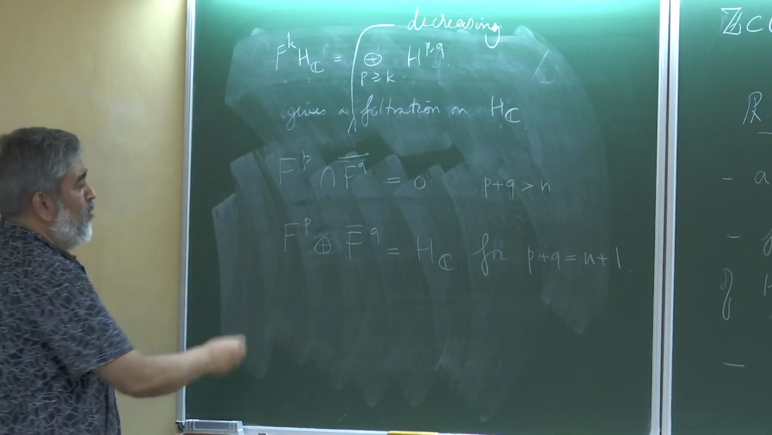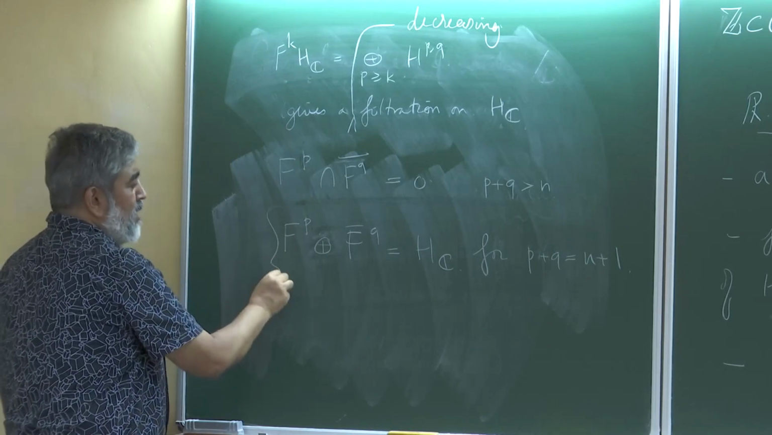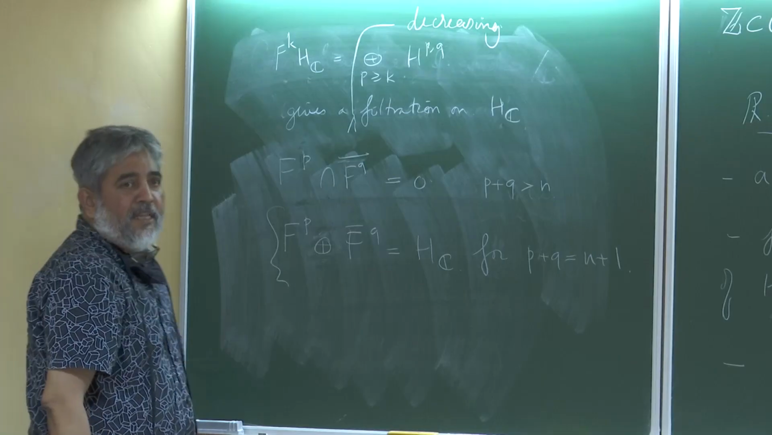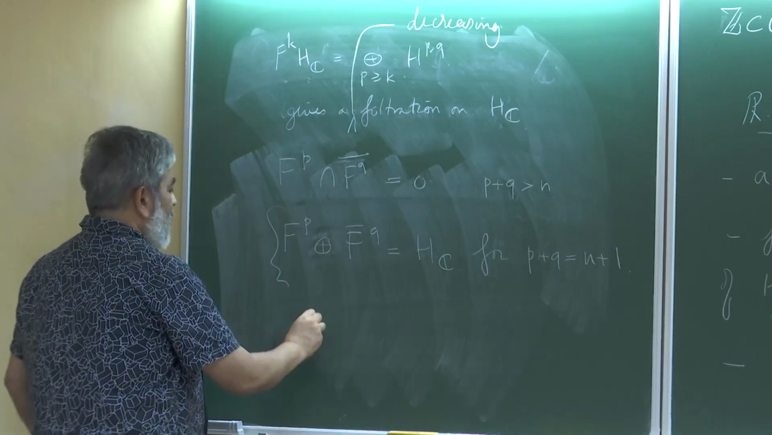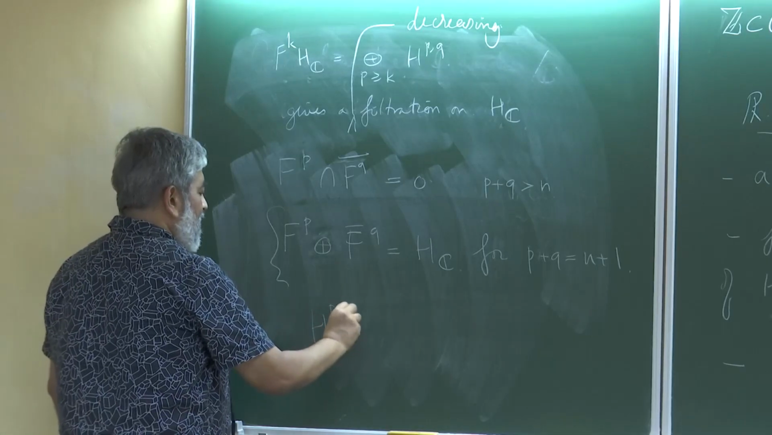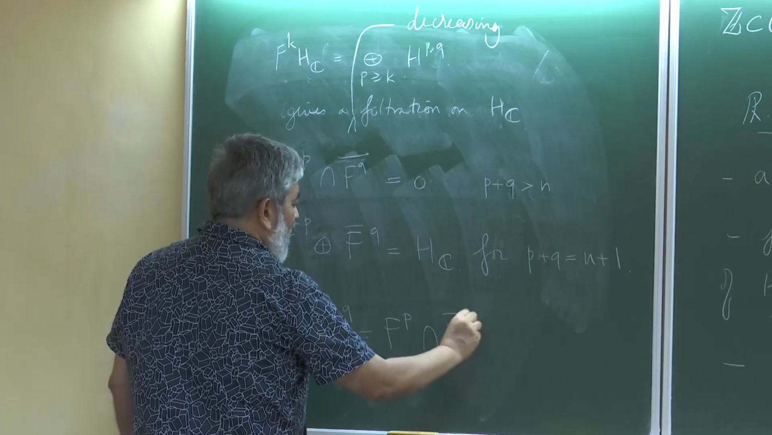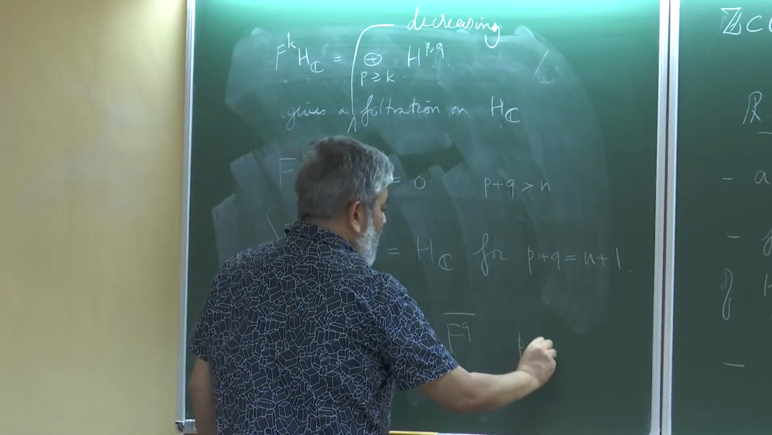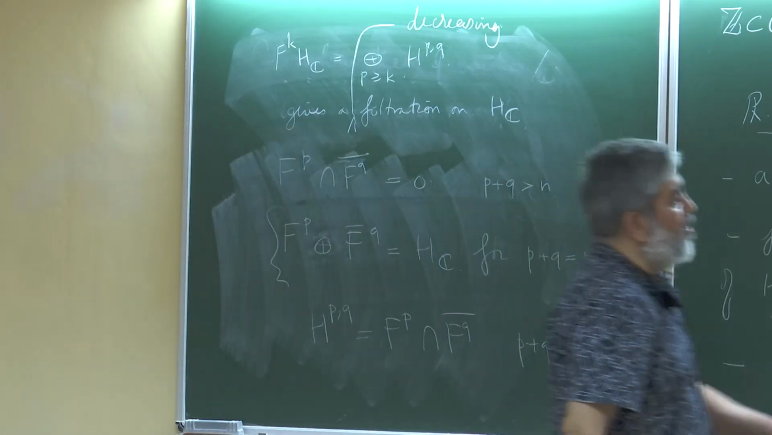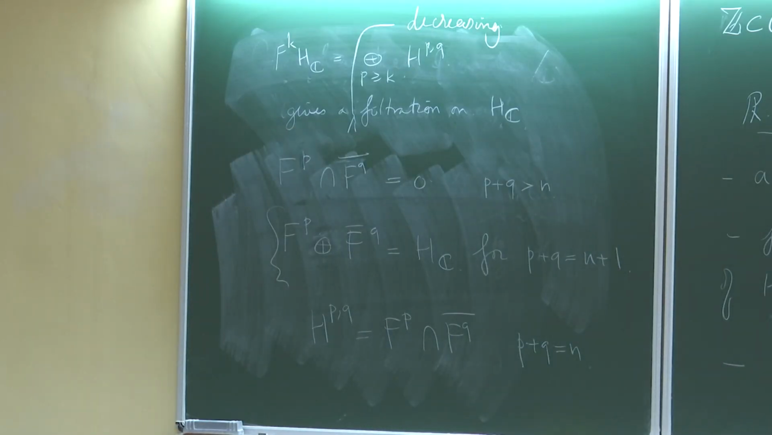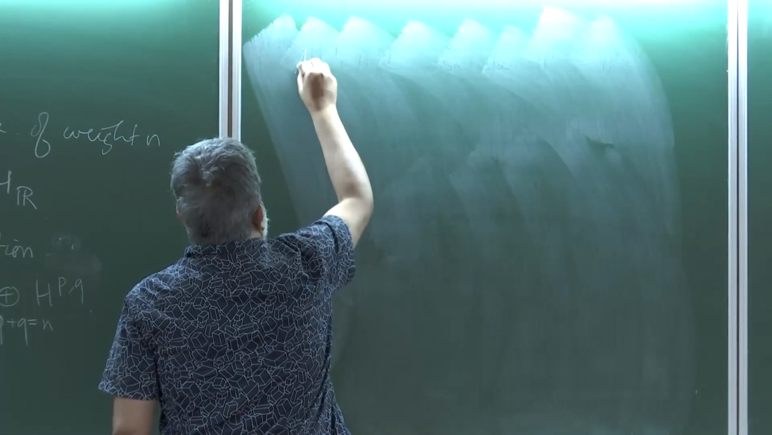But conversely, if I know this, of course this implies this, so suppose I know this, right? Then I want to say that you can get back your filtration. You just define H^{p,q} to be F^p intersection F^q bar, for p plus q equal to n. So another way of giving a Hodge structure is to give a filtration. So let me just give an alternate description.